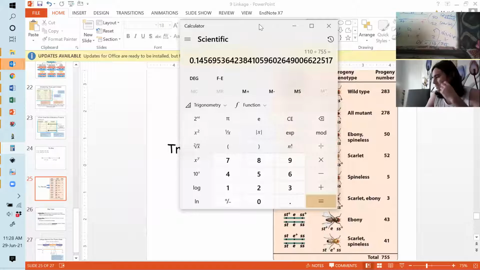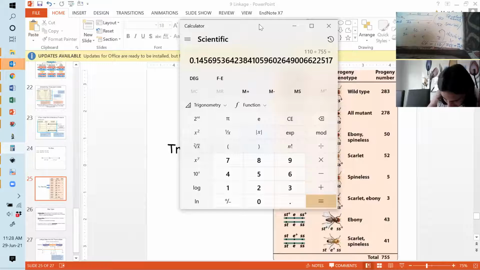Okay, times that by 100 and run out of space. That is 14.6. Most important value is stuffed in the corner of the whiteboard. You'll see when I take a picture of it.